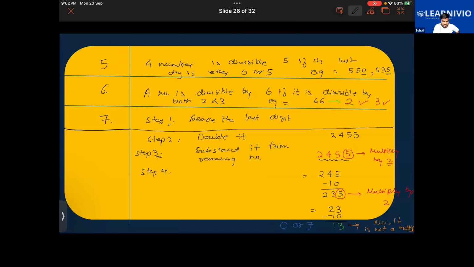I'm done writing. Just let me write one more important thing. Step number 4 says that if the remainder, whatever number you are getting over here, like here you got 13, is 0 or a multiple of 7, then the number is divisible by 7. Did you understand this whole procedure? Yes. Very good.